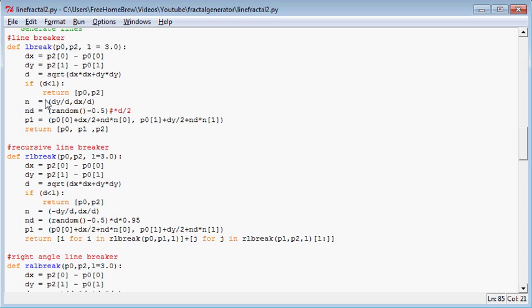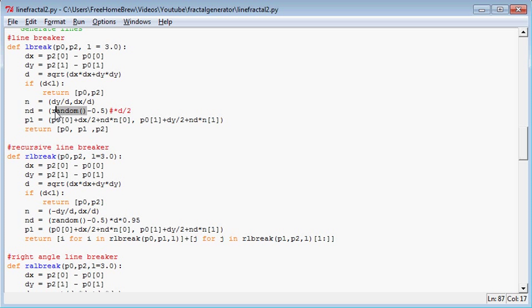N is the normal vector, which is dy over d, comma dx over d. I think I missed a minus in here. Anyway, this is the normal vector, and it doesn't matter either way. Probably I need a minus over here. nd is the normal distance, so it will travel this distance over the normal.